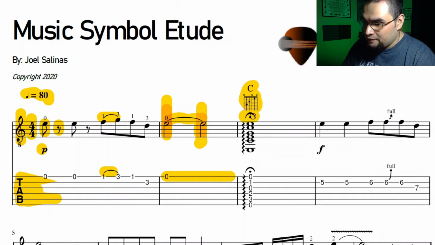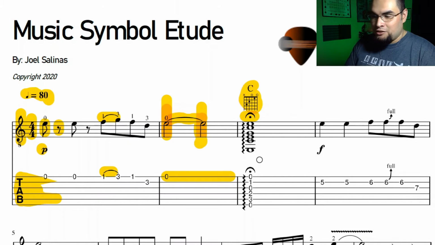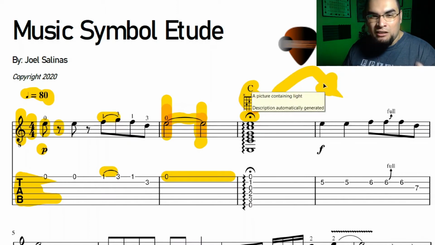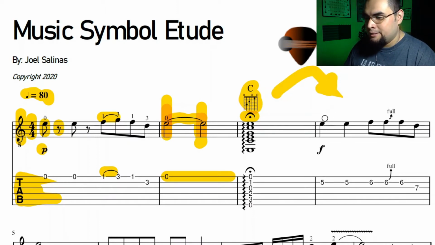This symbol right here is called the fermata. The fermata just means that you're going to hold the note, and usually it means watch your conductor, watch the person that's in charge, so that they release you into the next area. So it's a little longer than a whole note. And then the squiggly line that you see right here means strum. And that's pretty much it there.